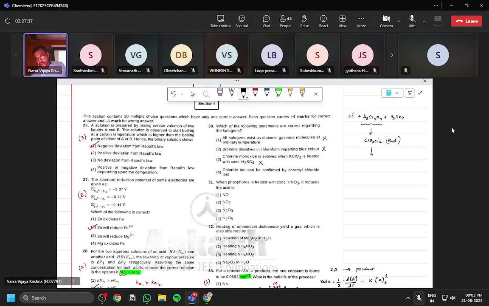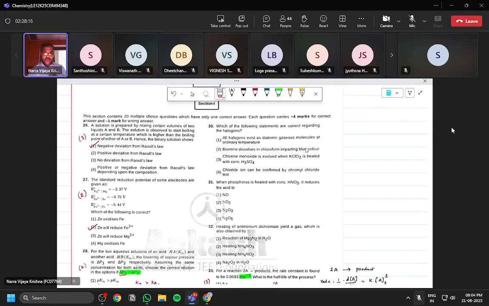This with NaOH converts into Na2CrO4, yellow color solution. This with lead acetate converts into PbCrO4, yellow PPT. Observation of these three colors confirms the presence of chloride ions. We call that the chromyl chloride test. Clear? Let me show that chromyl chloride test. Very, very important test, sir.